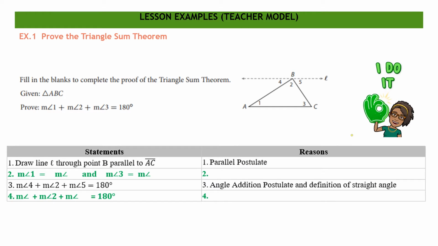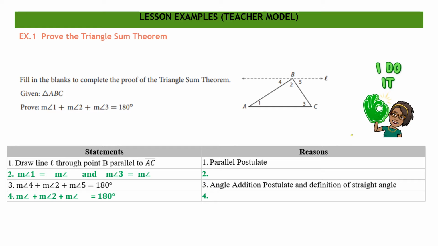So the first example that we have here is a proof, and we're going to prove why all 3 angles in a triangle are equal to 180 degrees. So the proof gives us a triangle ABC. And as we can see, we're trying to prove the measure of angle 1 plus the measure of angle 2 plus the measure of angle 3 is equal to 180 degrees.